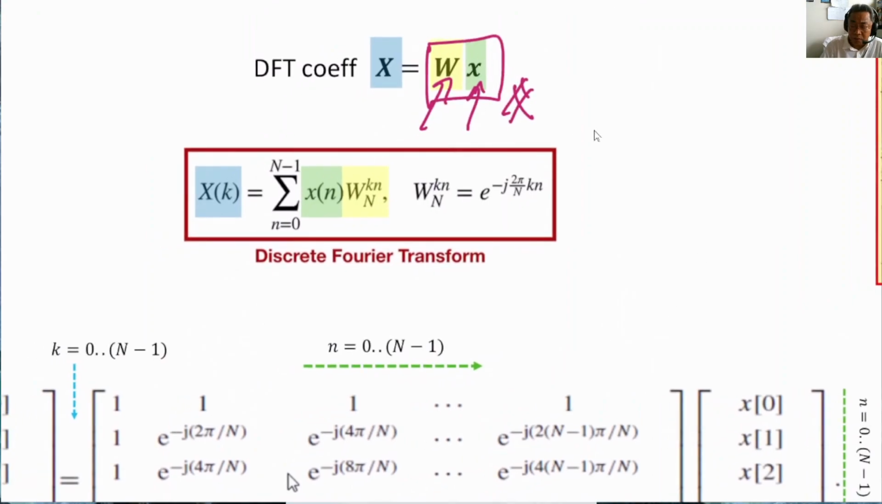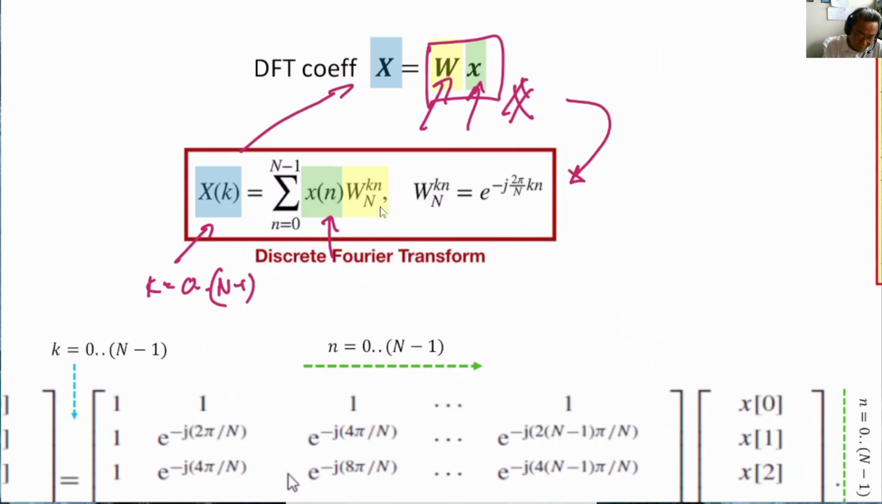You will see this equation often in textbooks, where Xk is the element-wise coefficient of X, where k equals 0 to N minus 1. And this is the form that everyone will show you. xn is the element-wise vector of the time signal from n equals 0 to N minus 1. And W_N^{kn} is the DFT matrix.